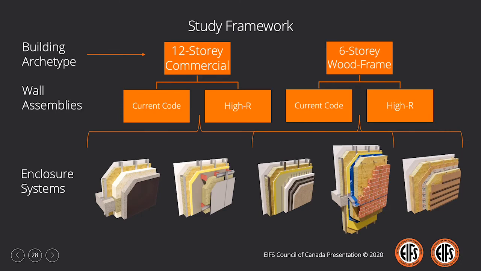So our basic framework looks like this. We have our building archetypes, a 12-story commercial and a 6-story wood frame, our wall assemblies designed to meet current code requirements, as well as our high R wall in both residential and commercial contexts, and then looking at our enclosure systems on the commercial side: precast, aluminum composite panels, exterior insulation and finish systems, and brick veneer. On the wood frame residential building, again, we have exterior insulation and finish systems, brick veneer, and fiber cement panels.